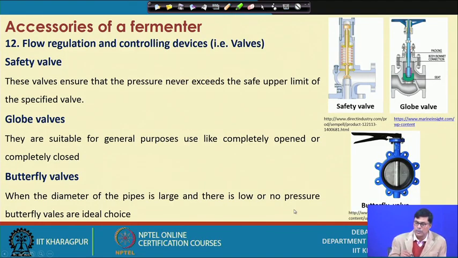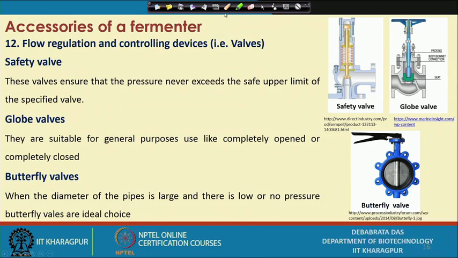Now, for flow regulation and control, we have the safety valve. I told you the safety valve is located at the top of the fermenter. If pressure builds up, before it causes any damage, the safety valve will blow and the air will go out like this, so that the damage can be avoided.